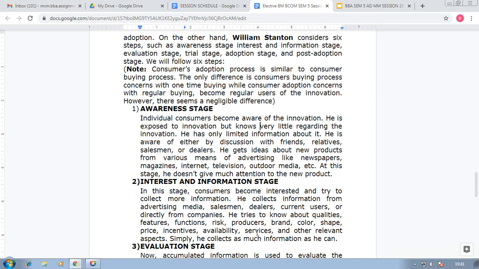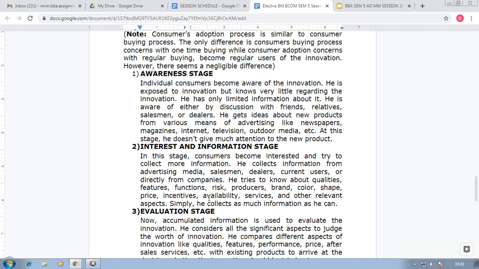Fine. After making themselves aware, consumers create or take an interest and gather the information. So the second stage is the interest and information stage, where consumers become interested and try to collect more information.